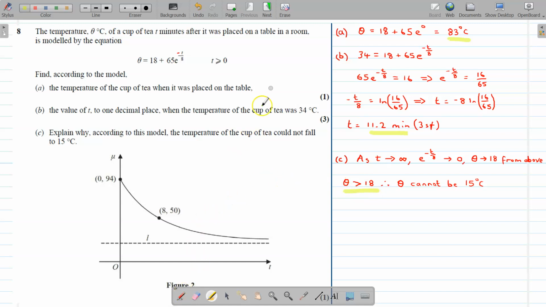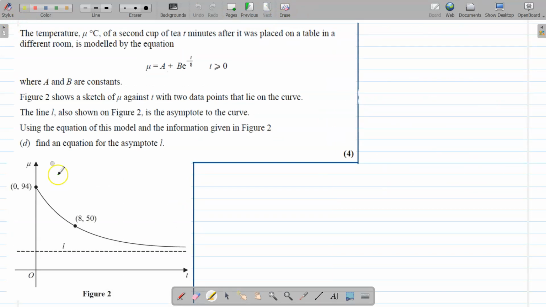Now, on the next screen, we go to part D, which uses this graph, and I've reproduced that on the next page. So this is how it works. We've got a different cup of tea in a different room on a different table, and it follows the same sort of equation, but we've got different constants A and B to find. And this cup of tea starts at 94 degrees when it's put on the table.